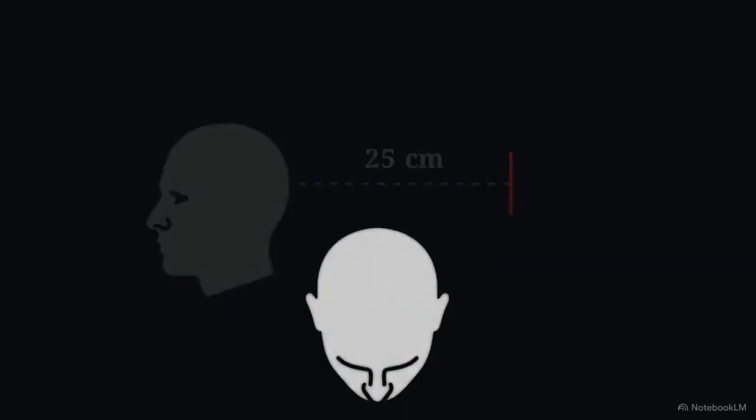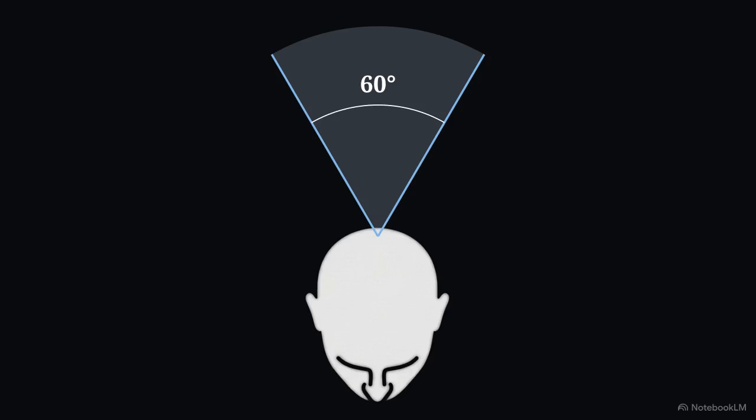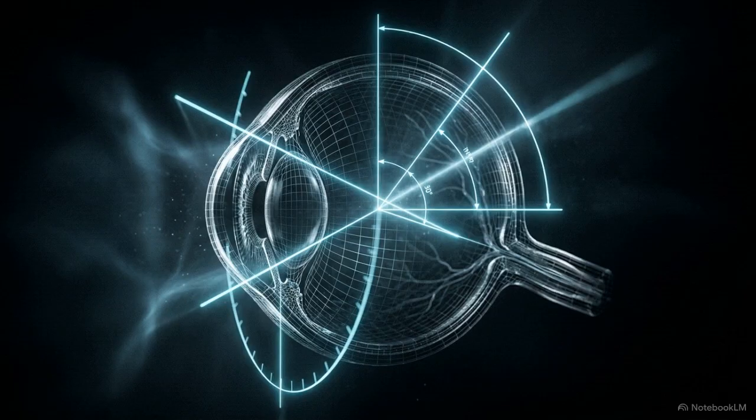There is a second physical limit to our periphery. If an object moves far enough to the side, it vanishes from our field of view entirely. This defines the maximum angle of vision, which caps out at approximately 60 degrees. These specific limits confirm that human vision is a physical system, governed by the rigid laws of geometry.